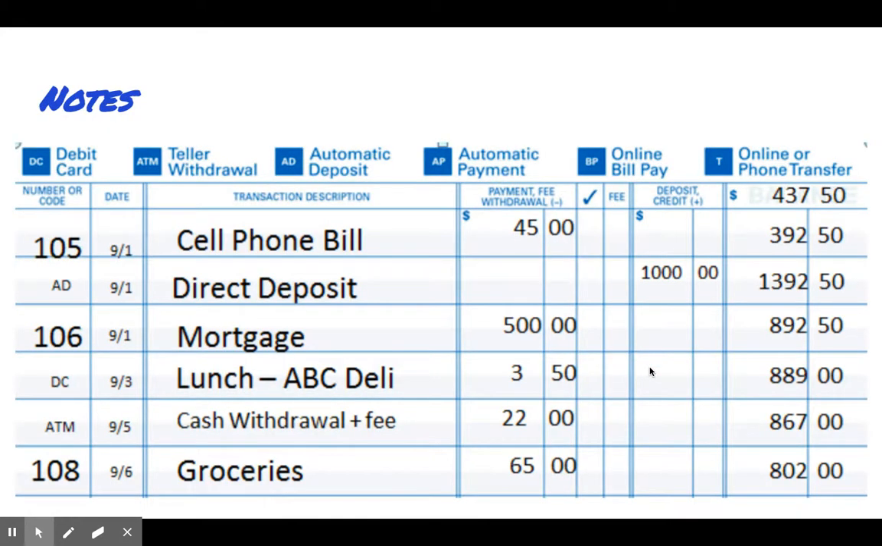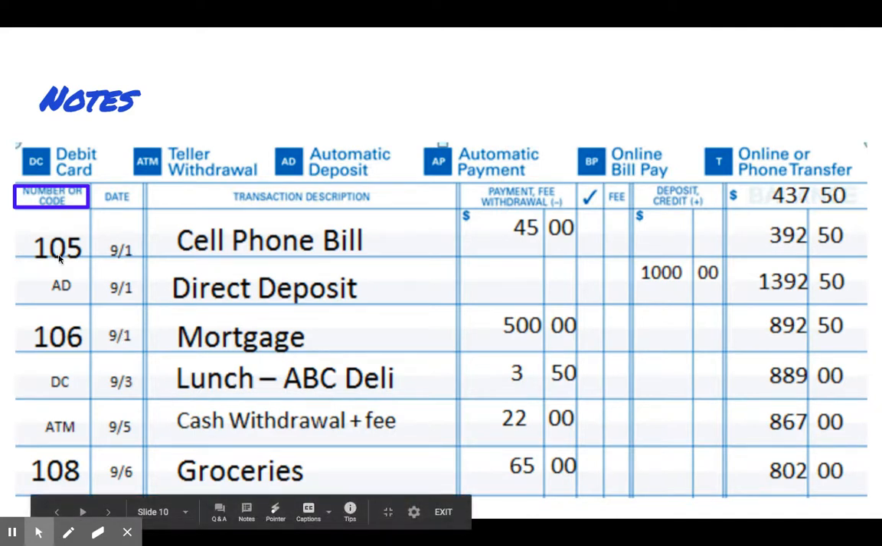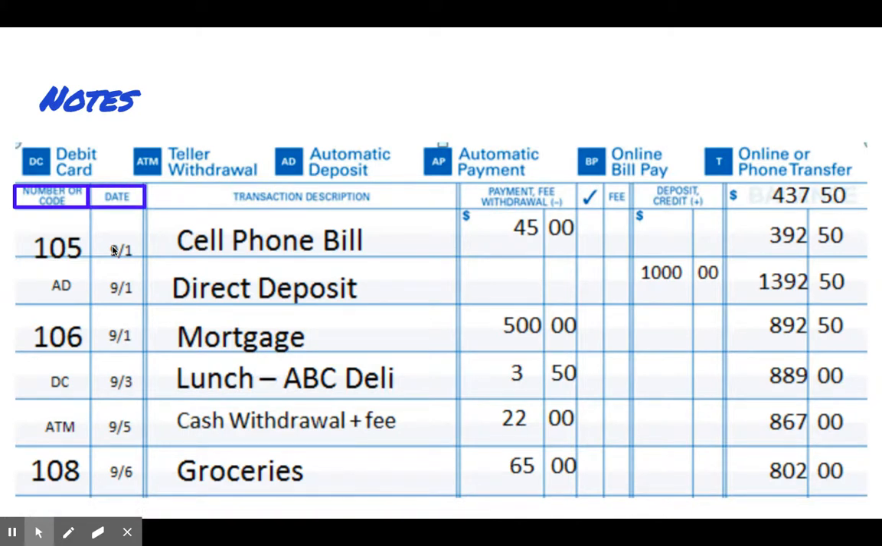All right, so now we're going to talk about balancing that checkbook, or reconciling a checkbook, okay? We're going to look at it. The first thing you want to do is make sure you type in the code. So each time you make a transaction, it should have a code. Like a check number, there's always a check number. So you want to type in or write in your check number. In this case, my first check number was 105. Then I want to write the date, September 1st. Well, I need a transaction description. What did you spend this money on? Well, I need to pay my cell phone bill. So I'm going to type in cell phone bill.